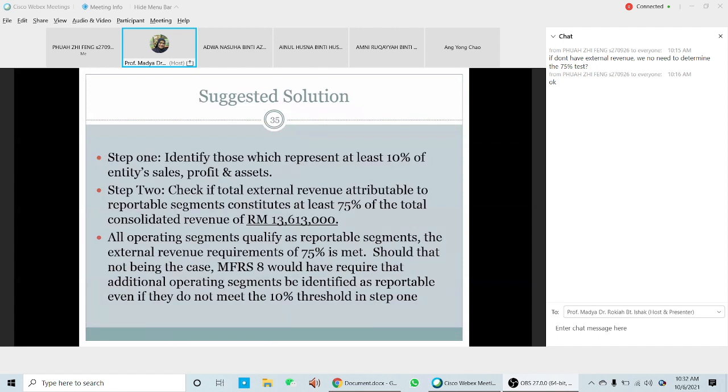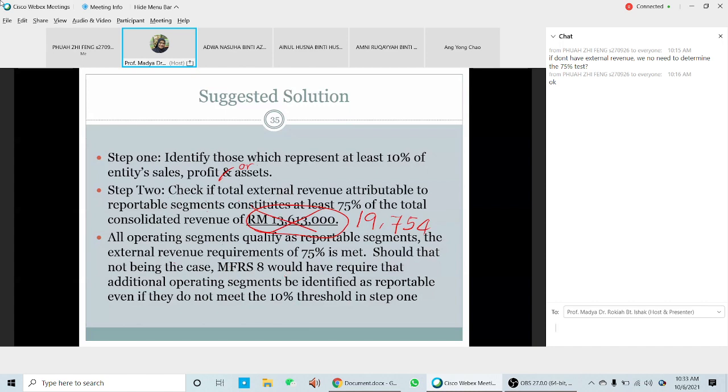Step 2, you need to check if the total external revenue attributable to reportable segments constitutes at least 75% of the total consolidated revenue. The total consolidated revenue is not 13, it's supposed to be 19,754, so change this one. All operating segments that qualify as reportable segments should pass the external revenue requirement and meet at least 75%. If that is not the case, you require an additional segment to be reportable, even though it does not meet the 10% threshold in step one. So this is what we have. Just check from this one.